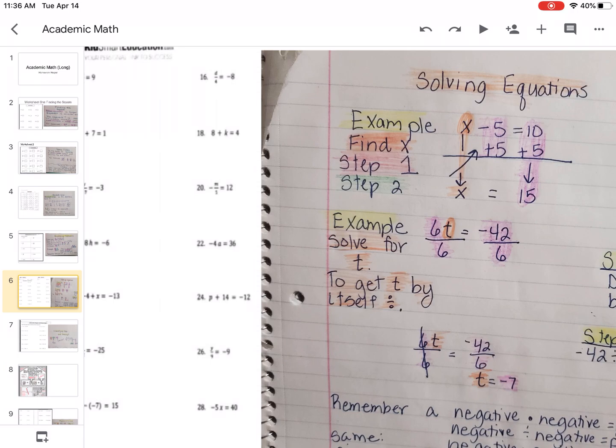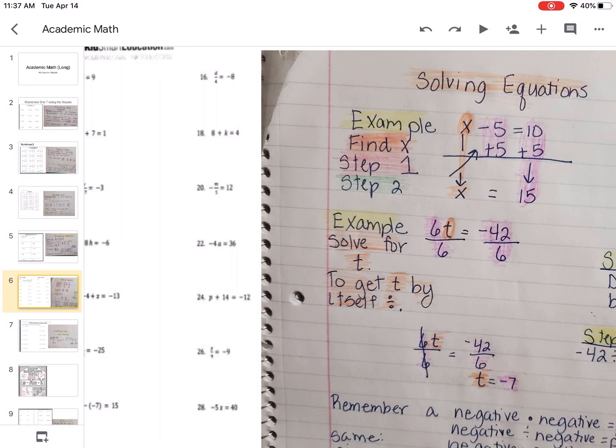Step 1 is I need to get rid of that 5. So it's a minus 5. So I'm going to add 5 to both sides. When I do that, the 5s go away on that one side because 5 take away 5 is 0. I bring down my x, I bring down my equal sign, and I add 10 plus 5, which equals 15.